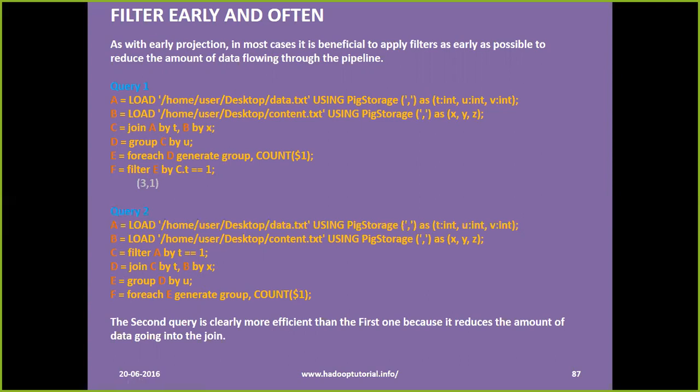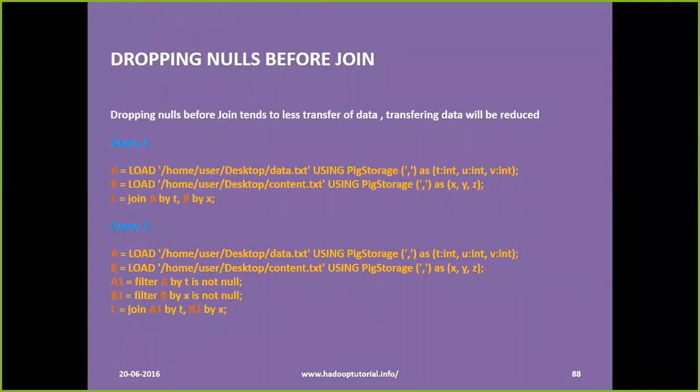This is more like your SQL optimization in the early days of Oracle or something. But these days you don't need to worry about that optimization. Oracle does it for us. And especially in the case of joins, dropping nulls before the join is more recommended. It tends to lead to less transfer of data. Transferring data will be reduced.